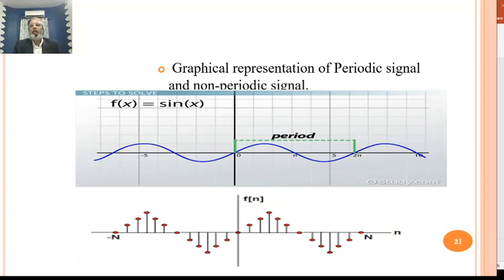Now this is the graphical representation of the periodic signal. The signal repeats after a certain interval of time, and here the interval is 2 pi, which means this signal will repeat after 2 pi, 4 pi, 6 pi, like this. This 2 pi is called the fundamental period. The smallest value is the fundamental period of that signal. And here this is the sequence, and the sequence will repeat after this n.